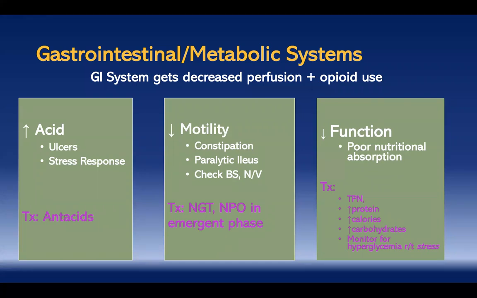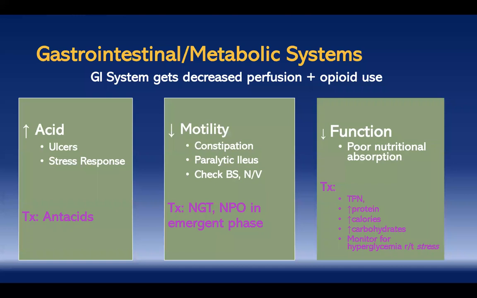But as far as the GI system goes, what we learned last year was that acid increases in the stomach when the patient is under stress. And this can be emotional, mental stress, but it can also be physiologic stress. And so the physical stress that the patient's body is enduring causes increased acid production in the stomach, which can cause a risk for stomach ulcers. And so those patients are put on antacids prophylactically to prevent the risk of stomach ulcers.